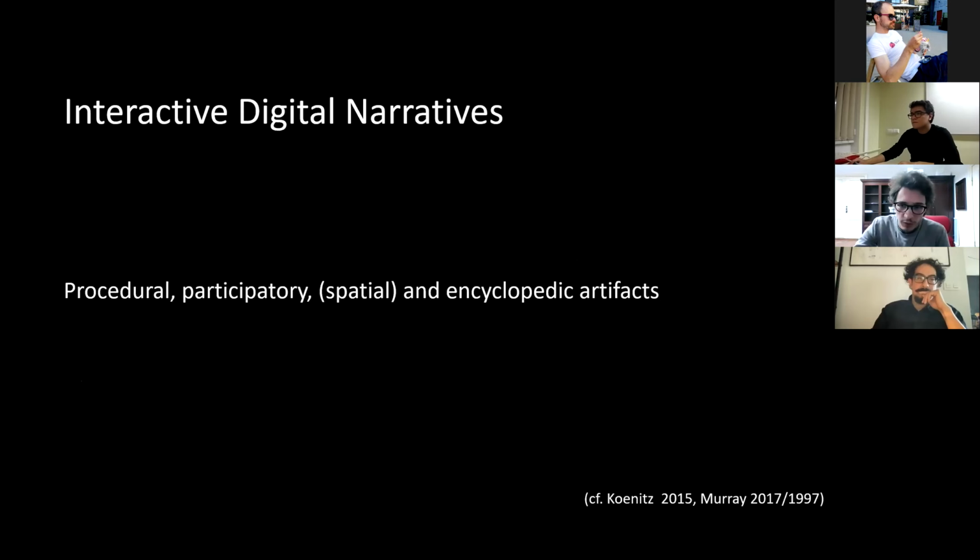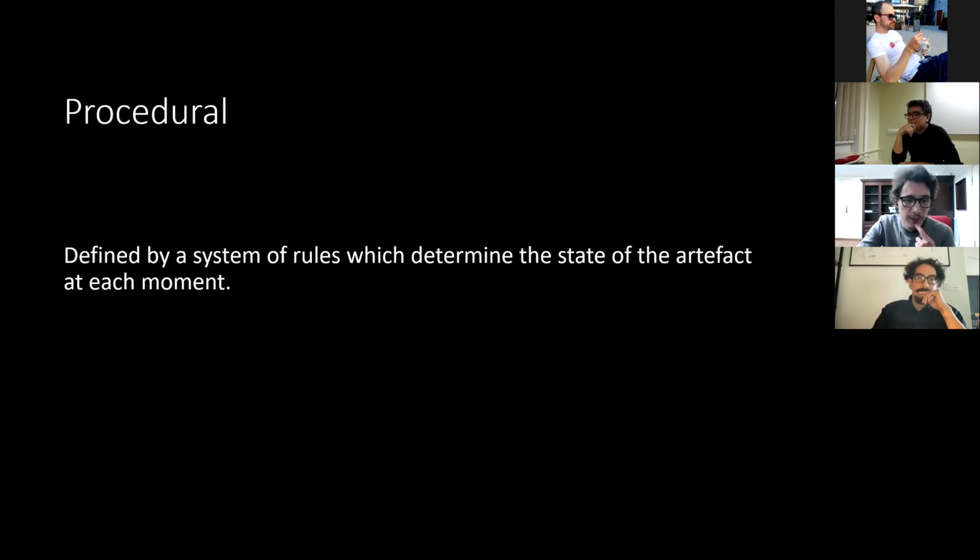To explain those four very briefly, I will take some examples from digital media at large for the sake of clarity. And I will also try to explain what they mean specifically for IDNs. So procedurality means that IDNs or digital media can be defined by a system of rules which determine the state of the artifact at each moment, which means that states are not defined directly by the author, but they are defined indirectly through rules.